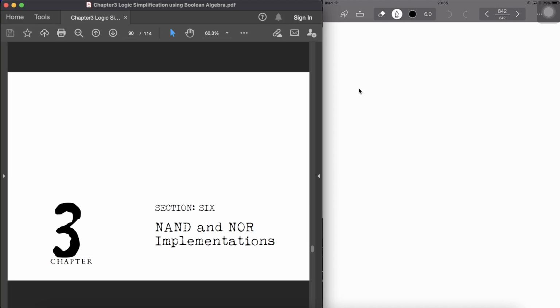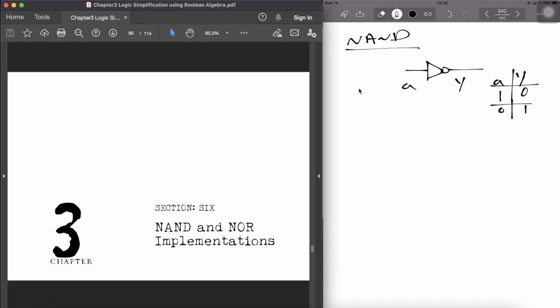So why are they universal? Let's say the NAND function, once again, we have got an inverter. What do we know about an inverter? A and Y. When A is 1, Y is 0. When A is 0, Y is 1. This is what we know about an inverter.